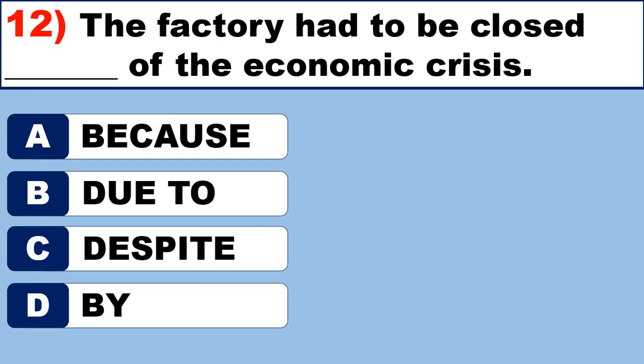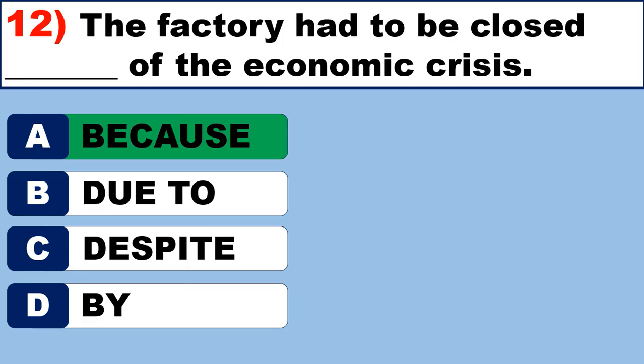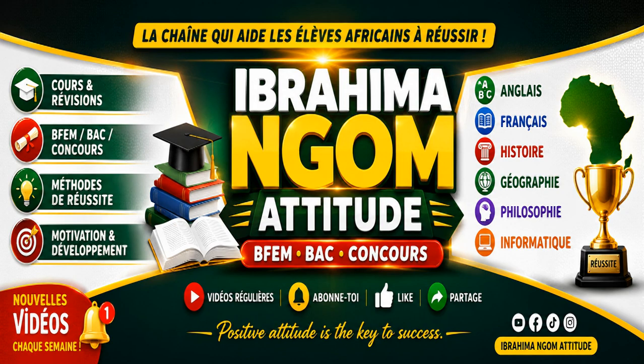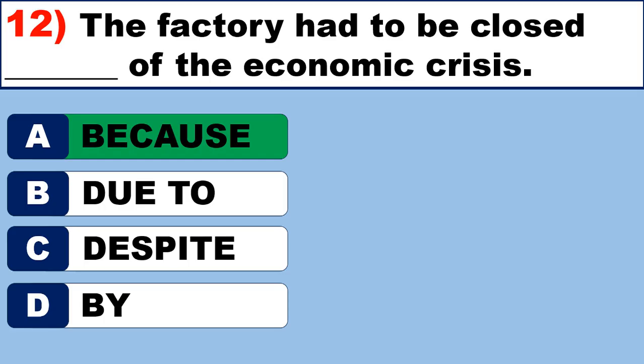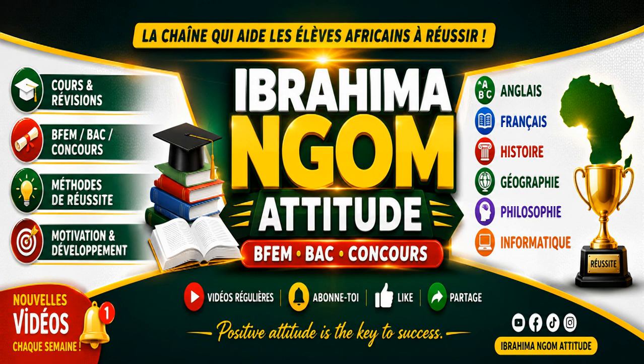Number 12, the factory had to be closed because of, due to of, despite of, by of the economic crisis. Which one here is the best option? I think it is because of. Because we can't say due to of, it's impossible. You can't say despite of, you can't say by of. So the best option is because of the economic crisis.